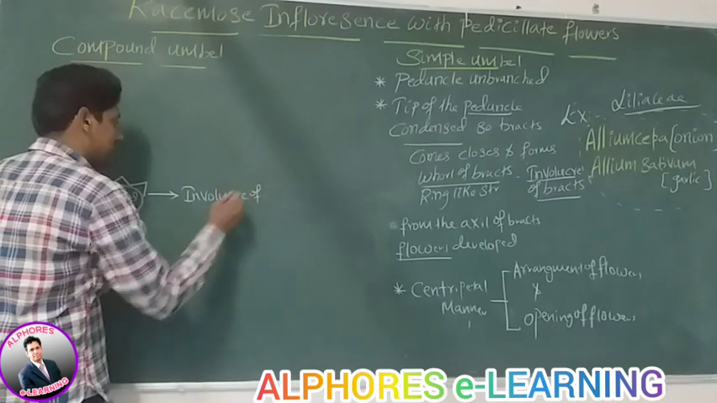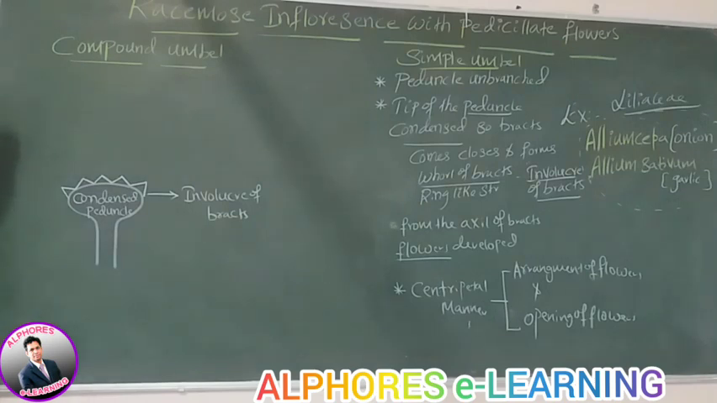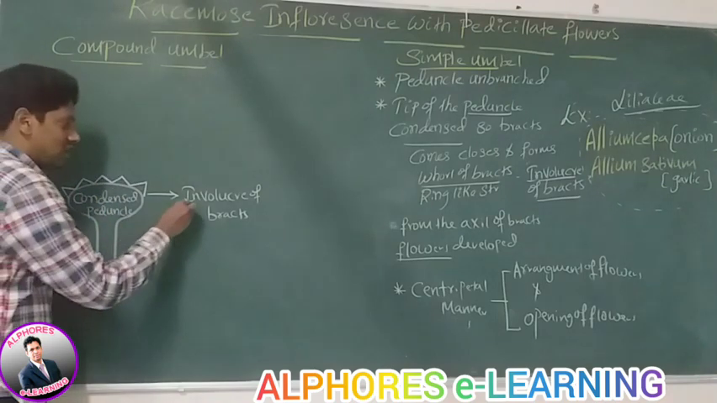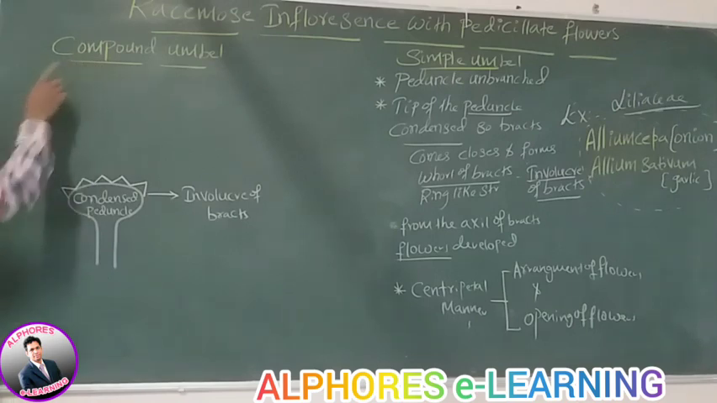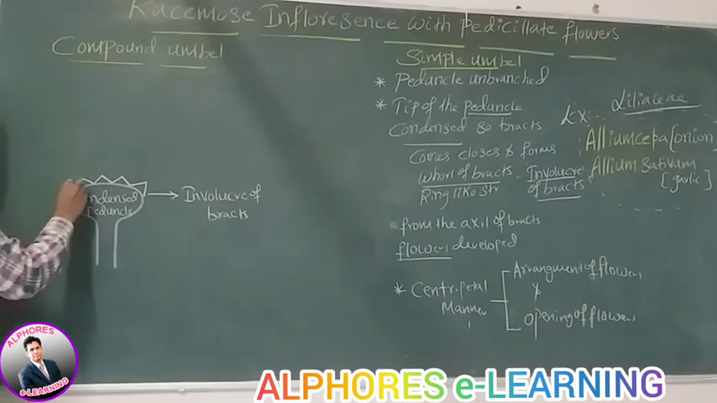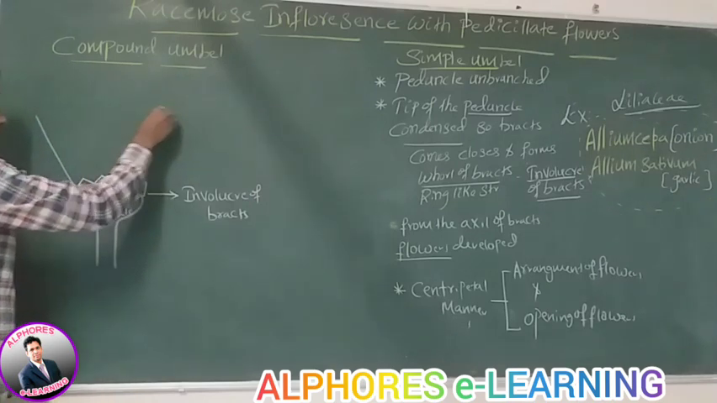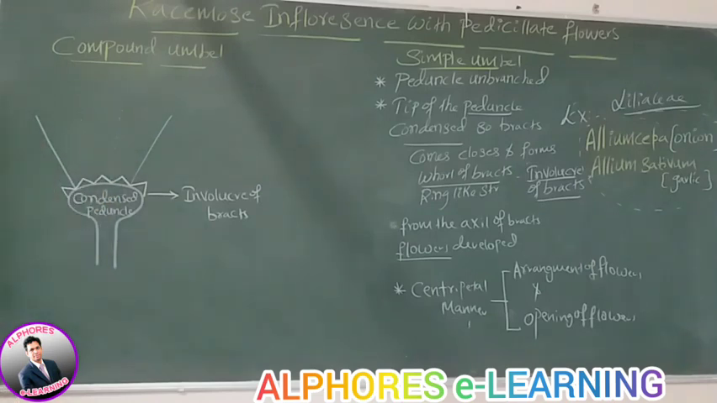What is this whorl of bracts called? An involucre of bracts. The tip of the peduncle is condensed. As the peduncle is condensed, the bracts come close to one another and form a whorl of bracts. This whorl of bracts is called an involucre of bracts. Now we are discussing simple or compound? Compound. Compound means from here what should come? Branch. Here also, branch. Therefore, from all of these, branches are going to develop.